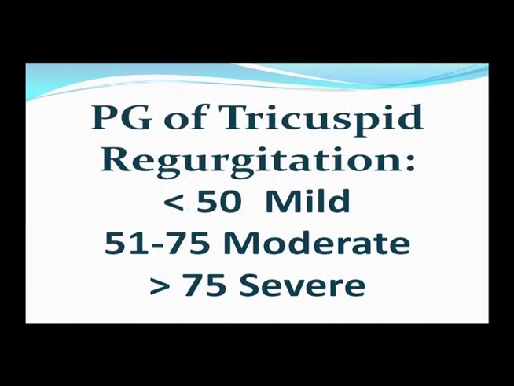Pulmonary hypertension in dogs is considered mild with right ventricular to right atrial pressure gradients of less than 50. Moderate is 51 to 75, and severe greater than 75 millimeters of mercury. The use of pressure gradient alone has been reported to predict pulmonary hypertension accurately.